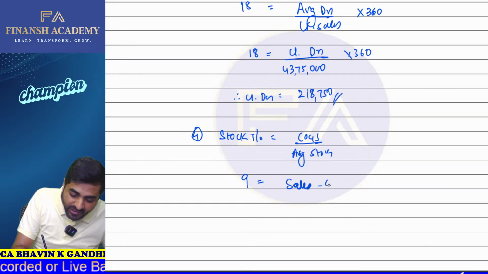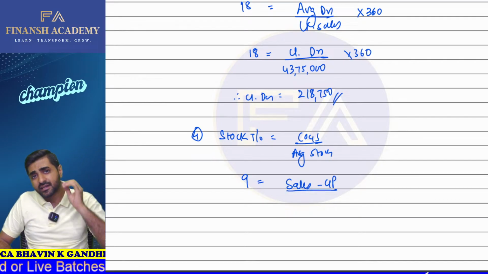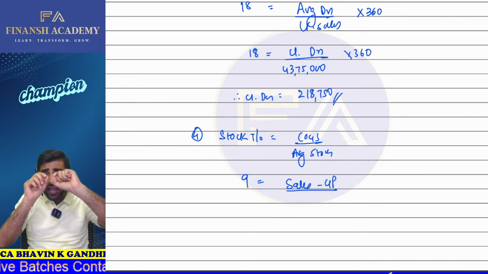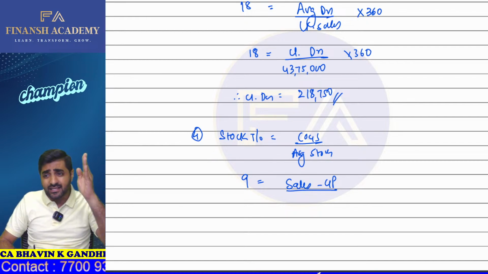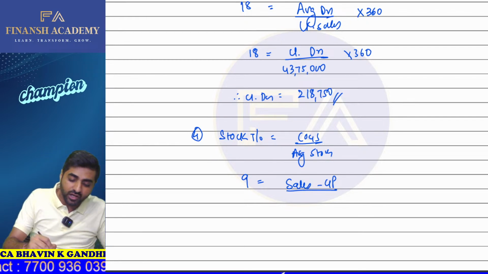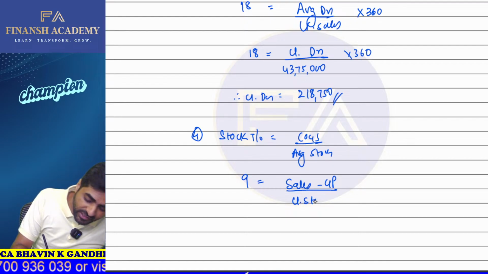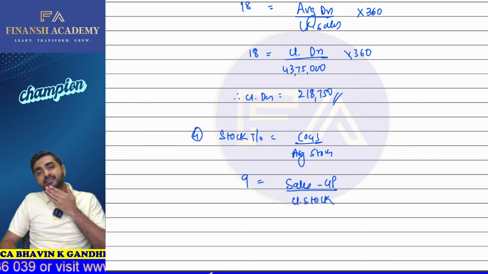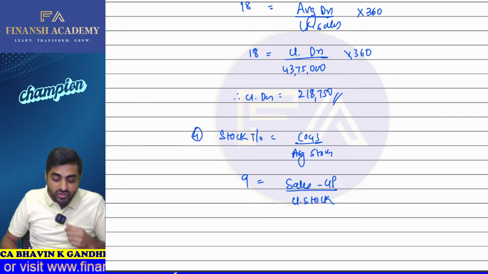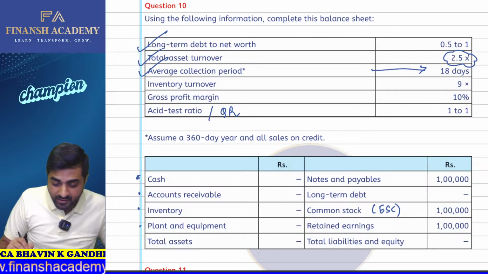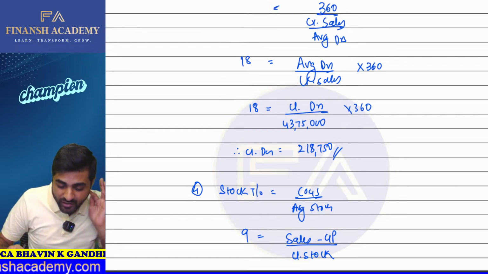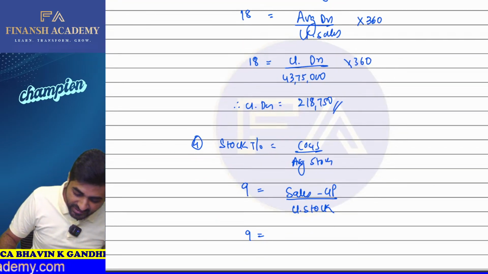Sales minus GP can give you your COGS. And by any chance, you don't have the opening stock of finished goods. So if opening stock is not given to you, can I say I can replace this average stock with your closing stock? Come on, yes or no? Then the answer is yes. So what's my stock turnover ratio? 9. What's the amount of my sales? The amount of my sales which I just now calculated is nothing but 43,75,000.